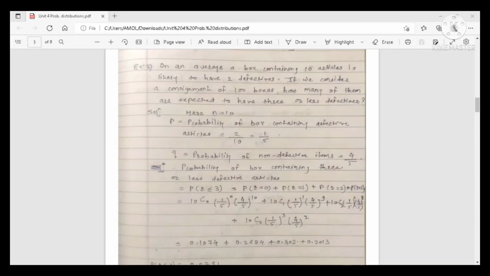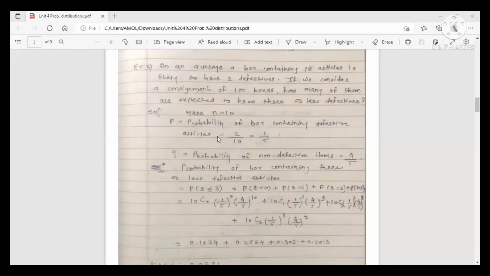So, the probability of a box containing defective articles is 2 by 10, because a box contains 10 articles, which means n is equal to 10. In a box, there may be two defective articles, so the probability is 2 by 10, which simplifies to 1 by 5. P is the probability of success, and here the probability of success is 1 by 5.